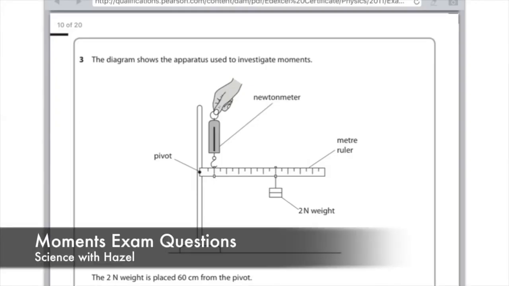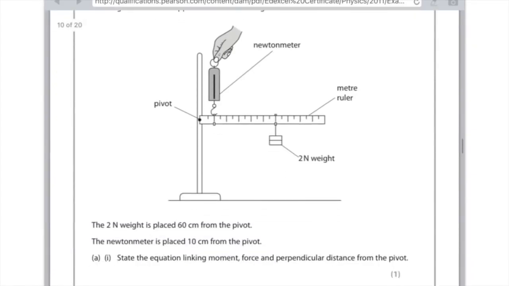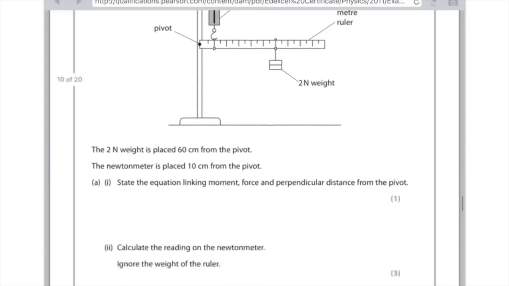Time for some moment questions. The diagram shows the apparatus used to investigate moments. The 2 Newton weight is placed 60 centimetres from the pivot. The Newton meter is placed 10 centimetres from the pivot. State the equation linking moment, force and perpendicular distance from the pivot. Right, moment equals force times perpendicular distance. Remember the units. Moments are measured in Newton metres. Force is measured in newtons and perpendicular distance is measured in metres.